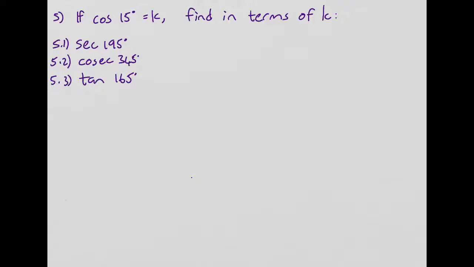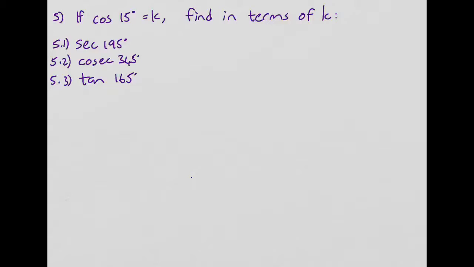Hi girls, so for these questions, if cos 15 is equal to k, find in terms of k. They are Pythagorean type questions because you're always going to end up having to draw a diagram and find the other side in terms of k, because cos is x over r, so we would need to use a diagram to find y. Right, so let's have a look.